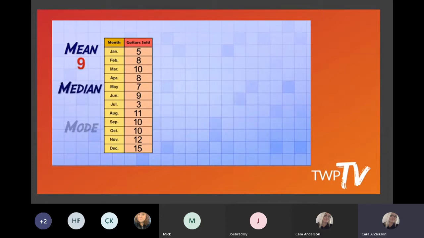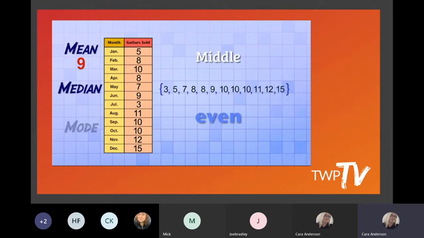Next, to find the median of the data set, we're going to have to rearrange the 12 data points in order from smallest to largest so we can figure out what the middle value is. There, that's better. Since there's an even number of members in this set, we can't just choose the middle number.